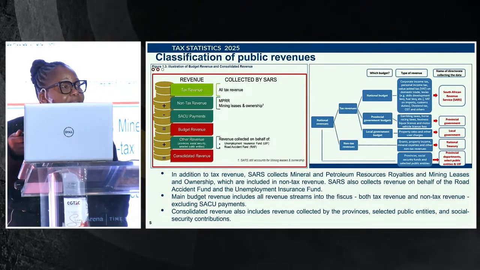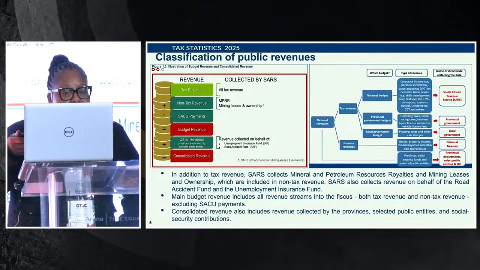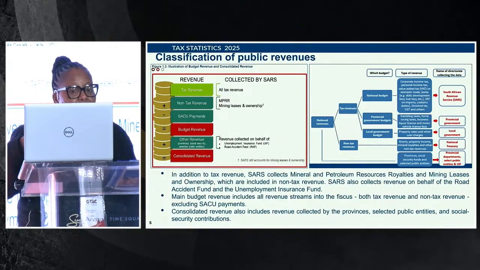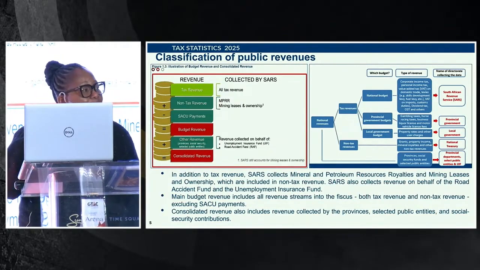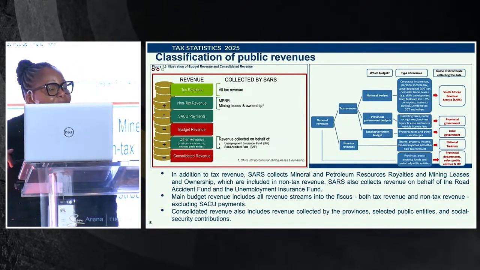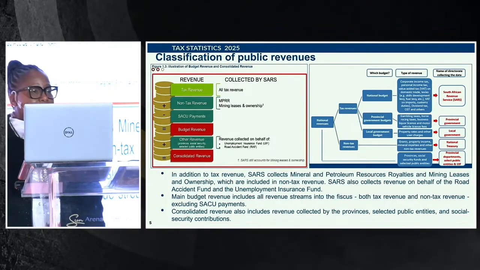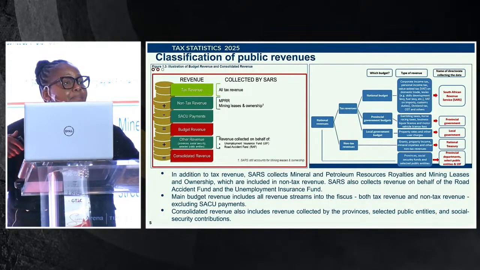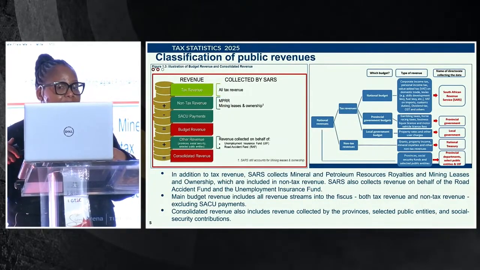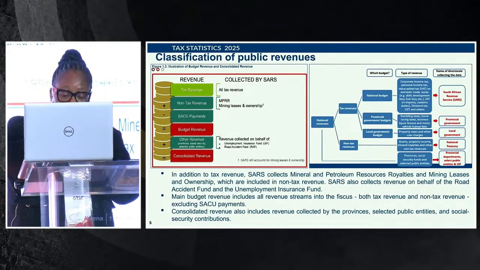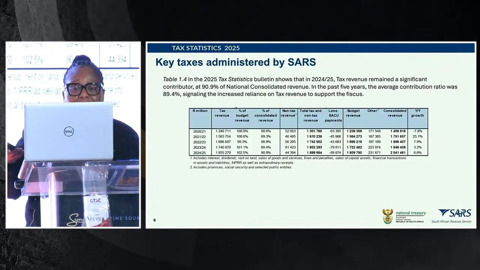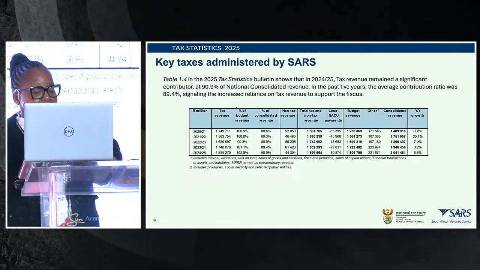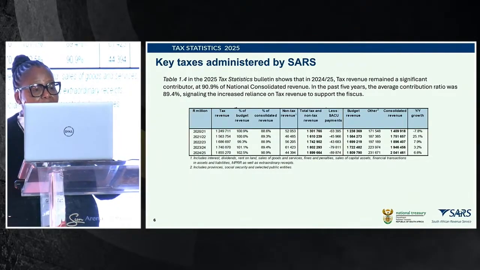So non-tax revenue would include the mining, petroleum, and resource royalties. We collect, you see at the bottom there, Unemployment Insurance Fund on behalf of the Department of Labor, the Road Accident Fund, etc., etc. And some of the collections that we do administer or assist with has some administrative data associated with it, and some not. So today's presentation tries to just give you a sense of the landscape and the lay of the land for SARS.